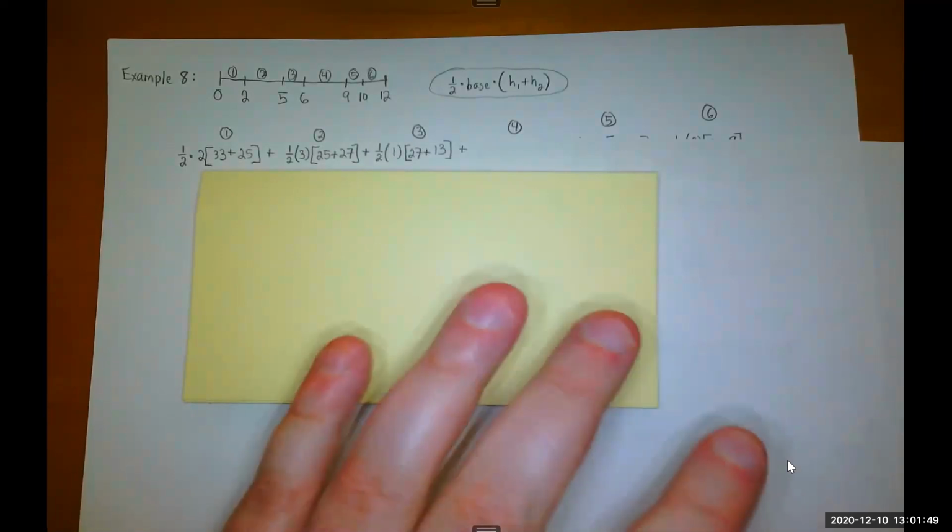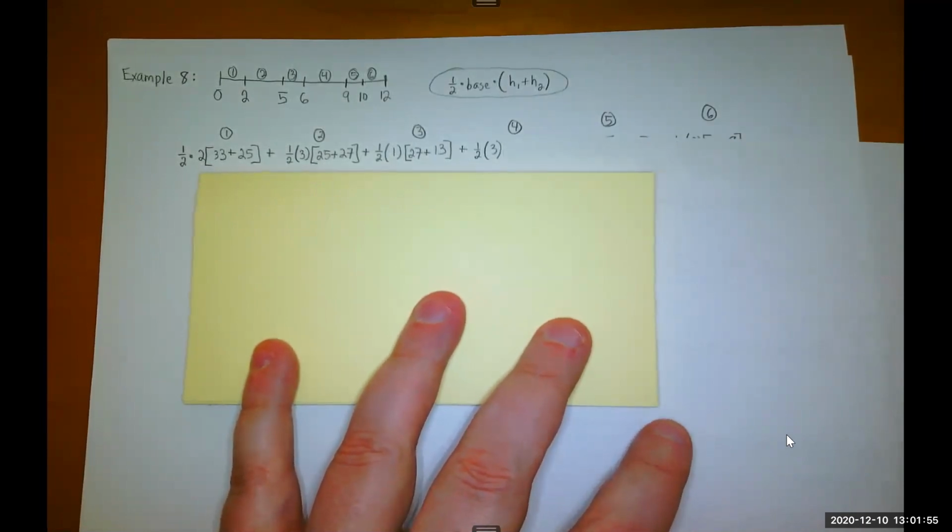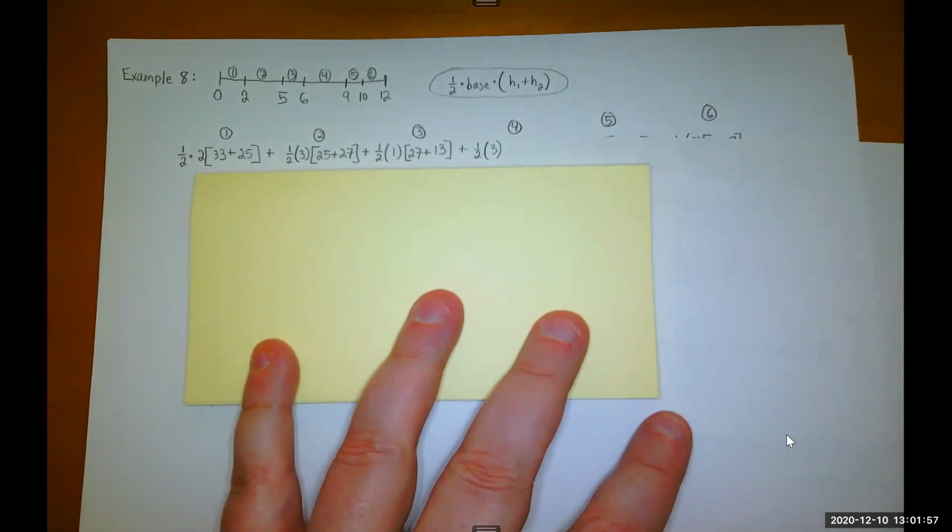Fourth trapezoid. Area formula is going to be a 1/2 times a 3. Why 1/2? Because that's the area formula for a trapezoid. Why 3? Because we're going from 6 to 9. That's 3 units. Please write down what the heights are. I'll pause.